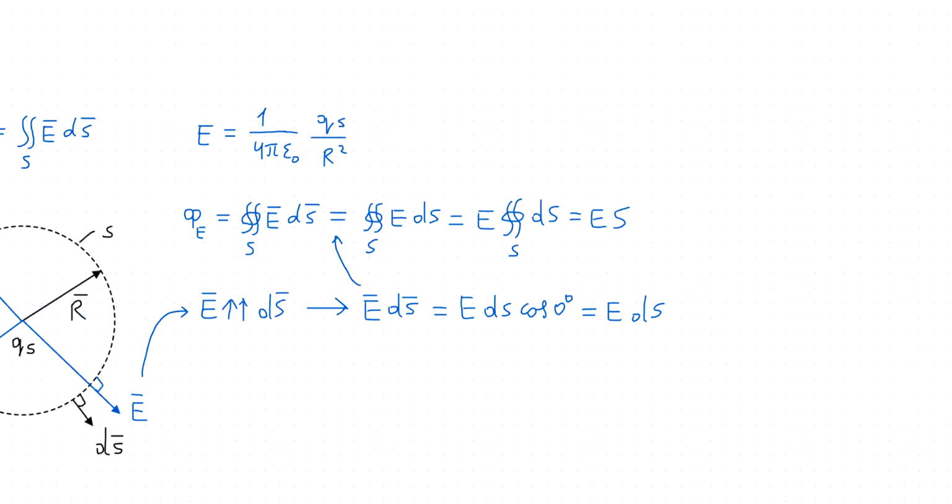And as we know, the area of a sphere is equal to 4π radius r to the power of 2. So it will be 4π r to the power of 2, this area of the spherical surface, multiplied by E.